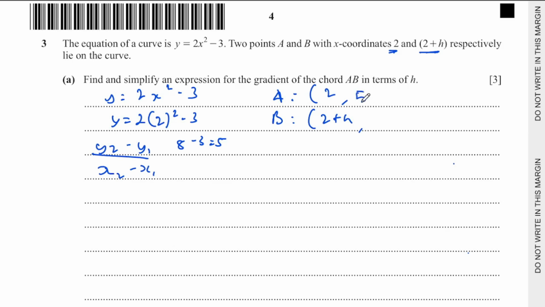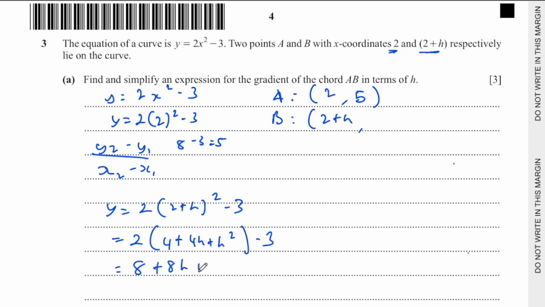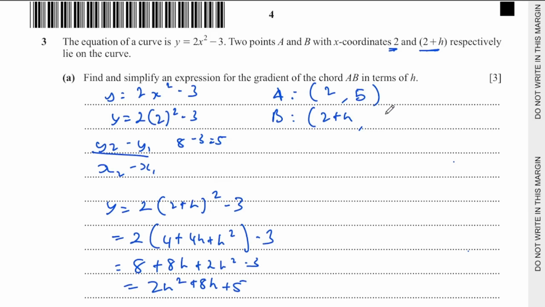So here it's going to be (2, 5), and for 2 plus h, y equals (2 plus h) squared minus 3, right? And that's going to be 4 plus 4h plus h squared, times 2, minus 3, which is just 8 plus 8h plus 2h squared minus 3, which is 2h squared plus 8h plus 5. And that's going to be the y coordinate for here. So 2h squared plus 8h plus 5.